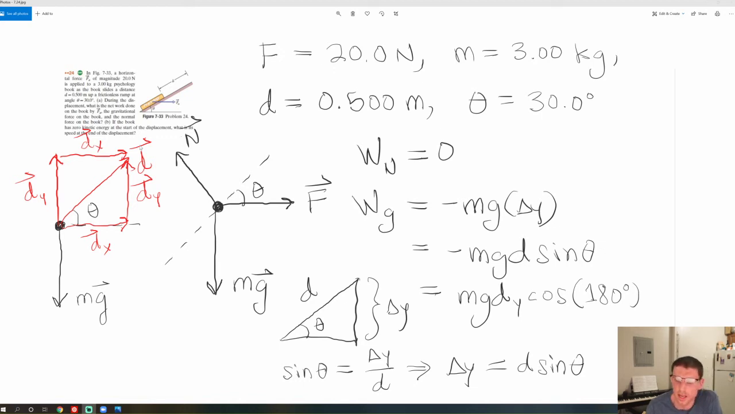And the reason that, personally, I was able to just jump to the conclusion that it was negative mgd sine theta was because of this idea of the gravitational force being conservative, right? And the work that it does only depends on the initial and final positions of the object, right?